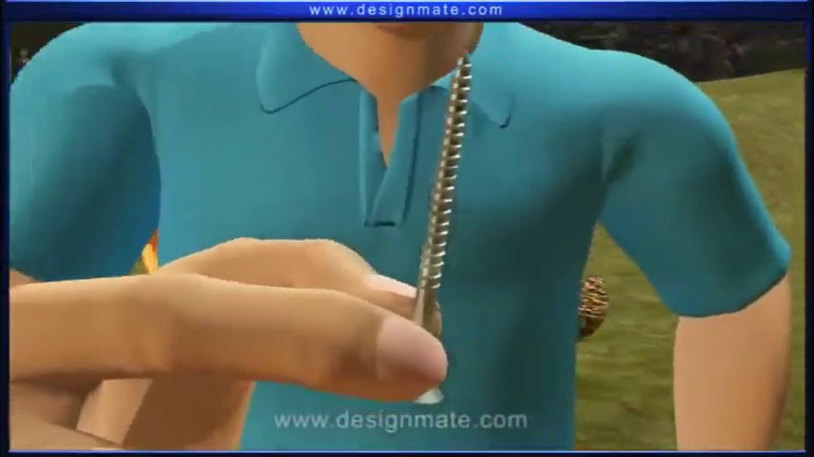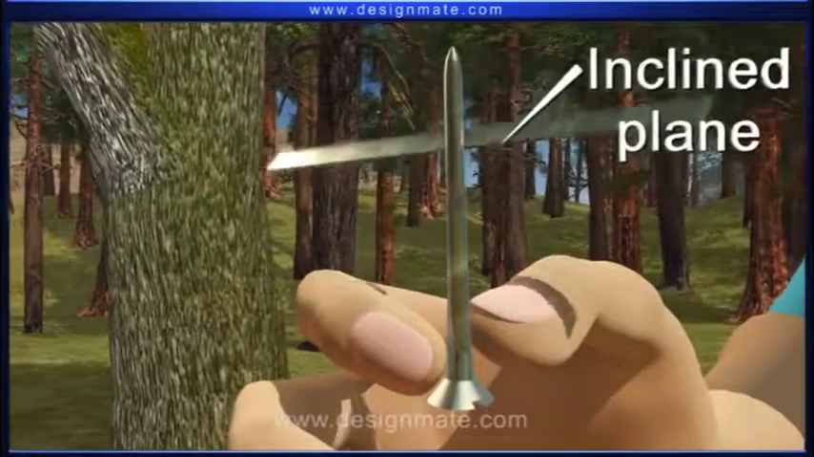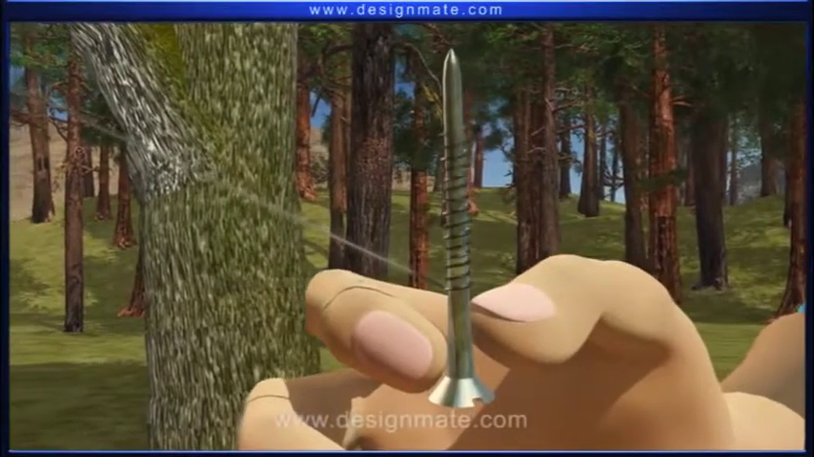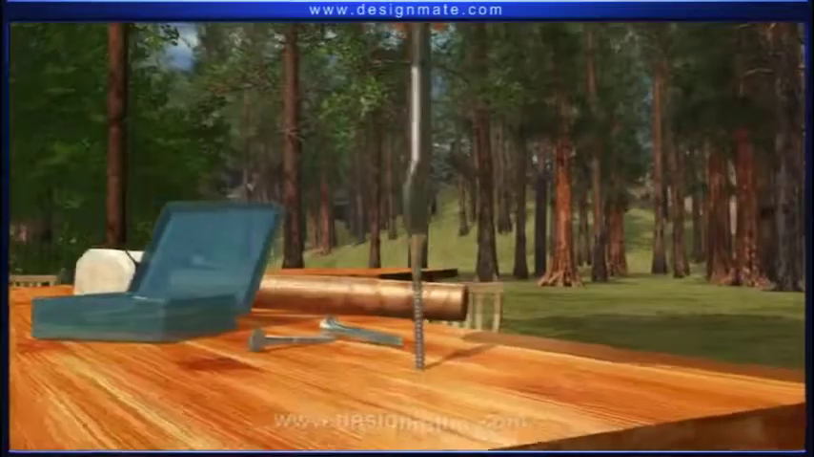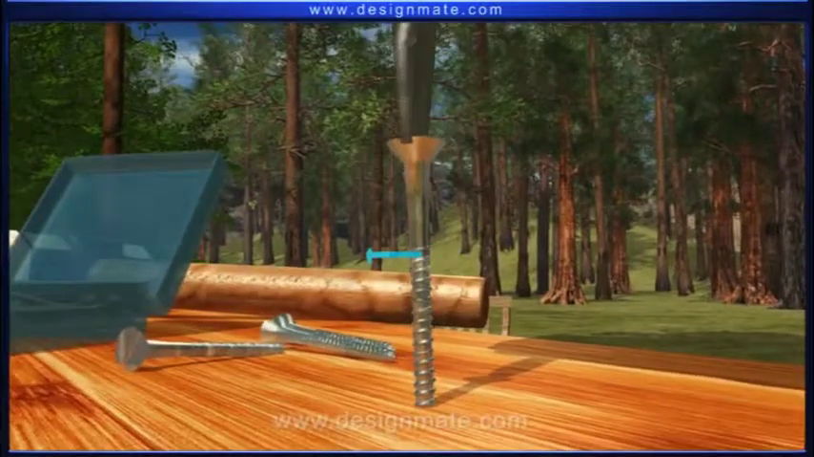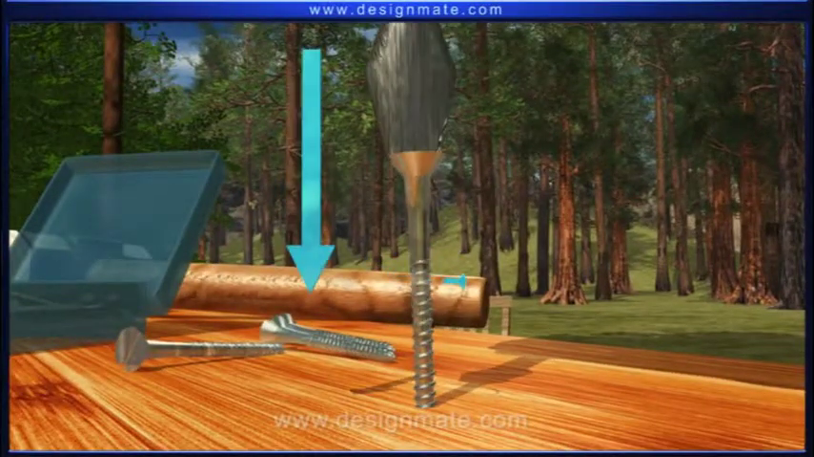Screw is another simple machine. The screw is also a type of inclined plane. A screw turns a small rotational force into a larger forward driving force.